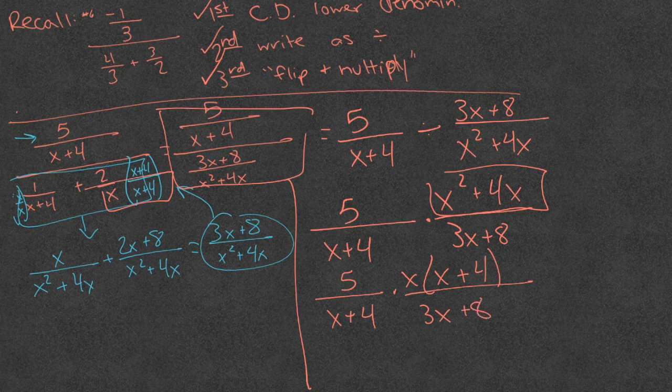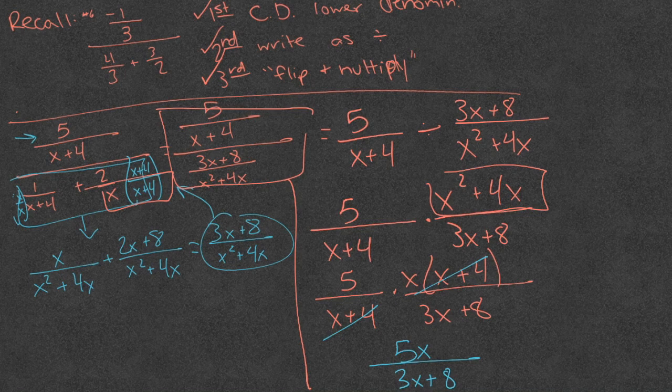Now we can see that the x plus 4s will cancel each other out. And you are only left with a 5x over a 3x plus 8. And you are finished with this problem. It looked terrifying, but now it's not as bad.